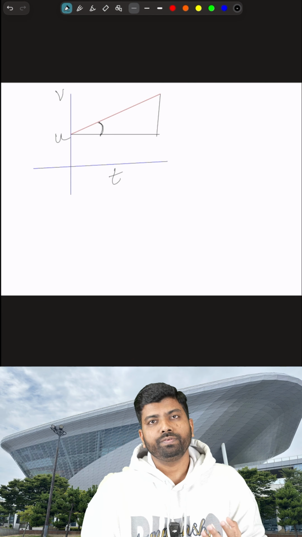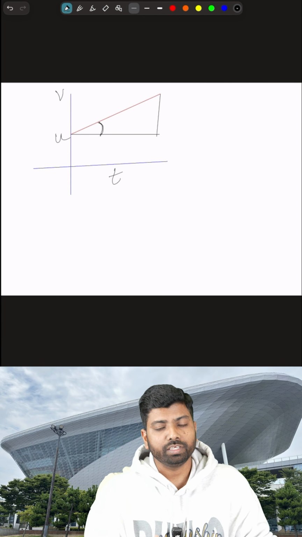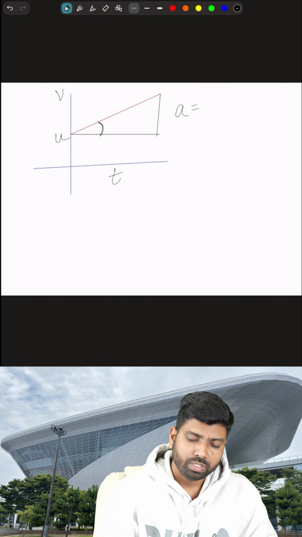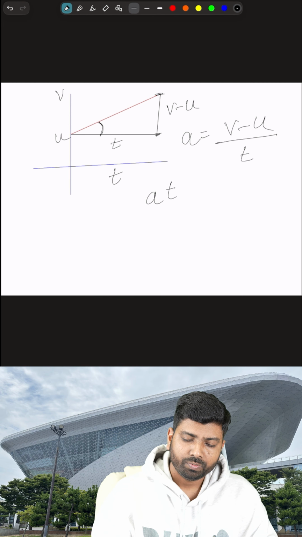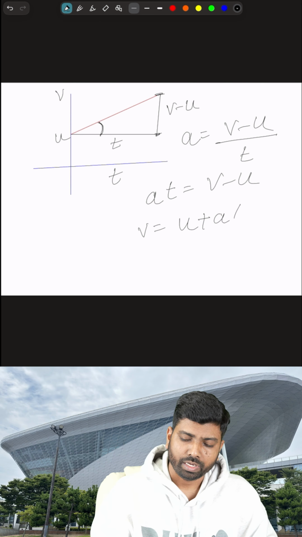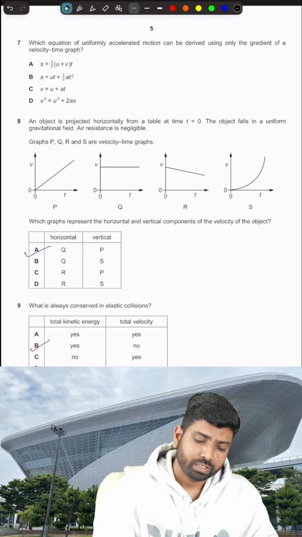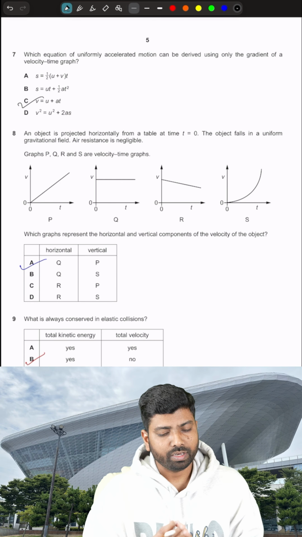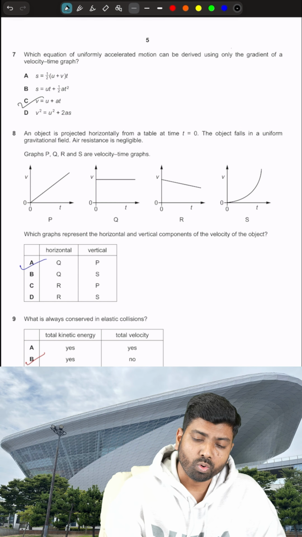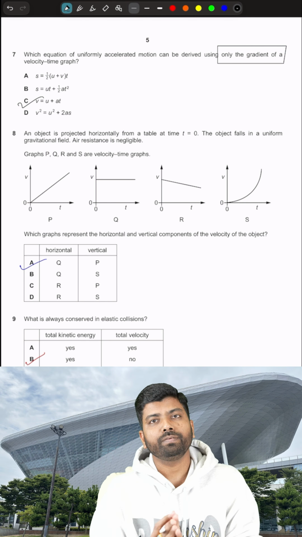The gradient of a velocity-time graph tells about acceleration. So the gradient, which is equal to acceleration, is v minus u upon t. Therefore at = v - u, then v = u + at. So this is the expression we can find using only what? The gradient, right? So the answer is v = u + at, which can be derived using only the gradient of the velocity-time graph.